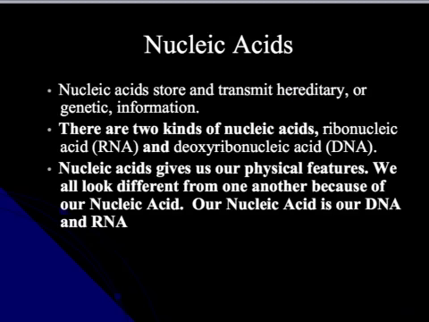As you read here, nucleic acids are meant to store all of your genetic code, which is also known as transmitting heredity. It basically means the same thing, which is giving you your physical features. There are 2 examples of nucleic acids in our body: RNA, known as ribonucleic acid, and DNA, which is deoxyribonucleic acid. Both help give us our physical features.